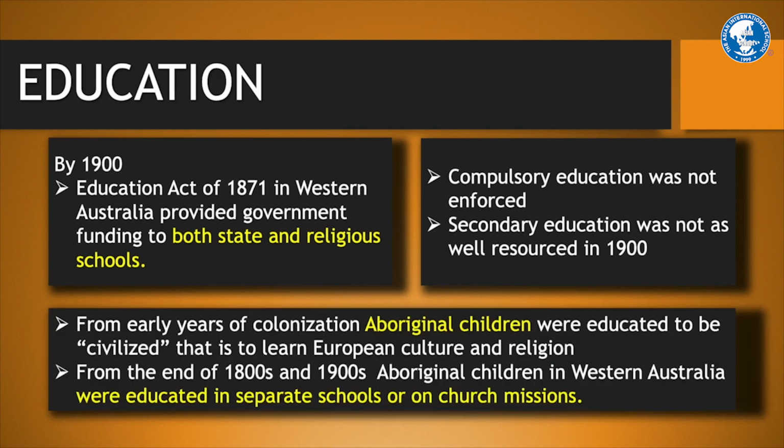Now, how about the Aboriginal children? From the early years of colonization, Aboriginal children were educated to be civilized, that is, to learn European culture and religion. And in the 1870s, they were allowed to study in government schools. However, European parents complained about the presence of these Aboriginal children. So, from the end of the 1800s and into the 1900s, Aboriginal children in Western Australia were educated in separate schools or on church missions.